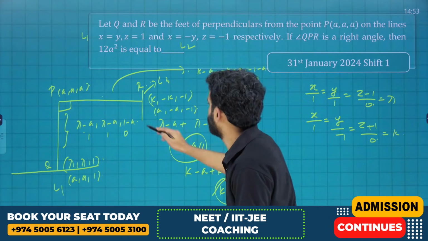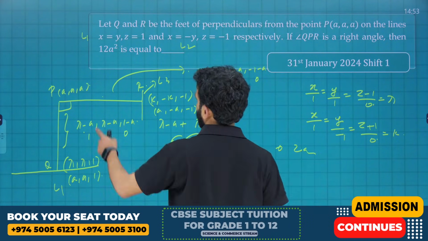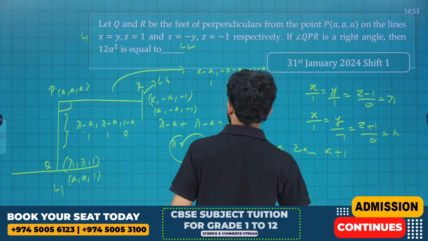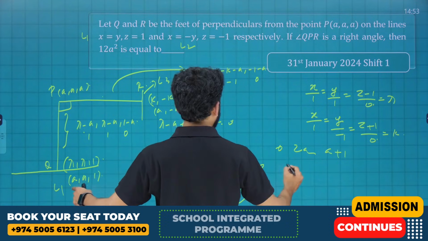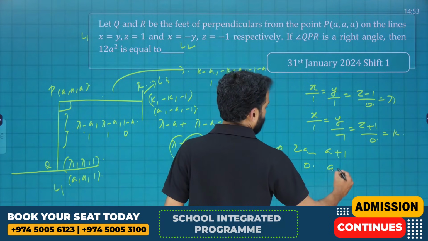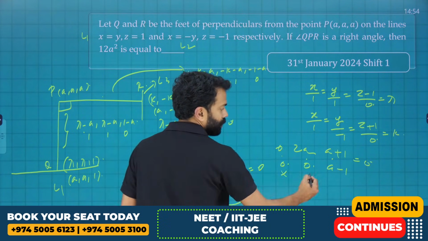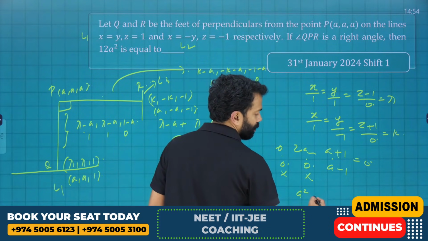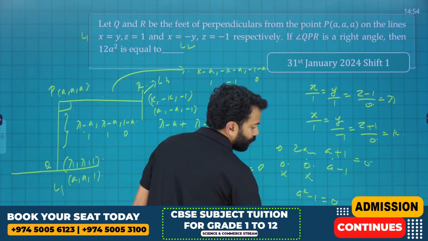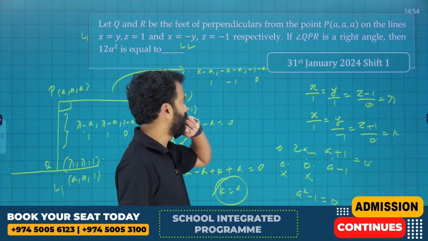Therefore, A minus A, that is 0. A minus minus A, that is 2A, and A minus minus 1, that is A plus 1, and this is A minus A, that is 0. Again A minus A, that is 0, and A minus 1. The dot product will be what? 0. This and this got cancelled. A plus 1 into A minus 1 is A square minus 1, which is equal to 0. Therefore, A is equal to plus or minus 1. Two values of A will be there. One will be plus 1 and another will be minus 1.